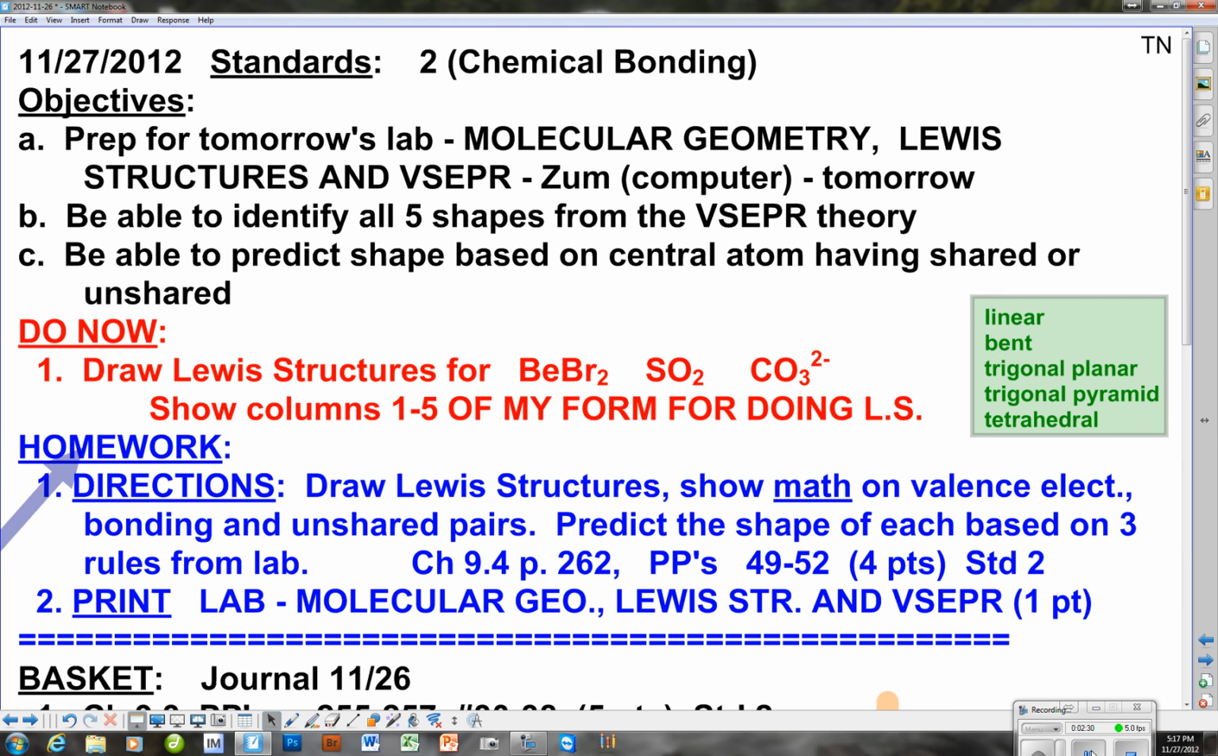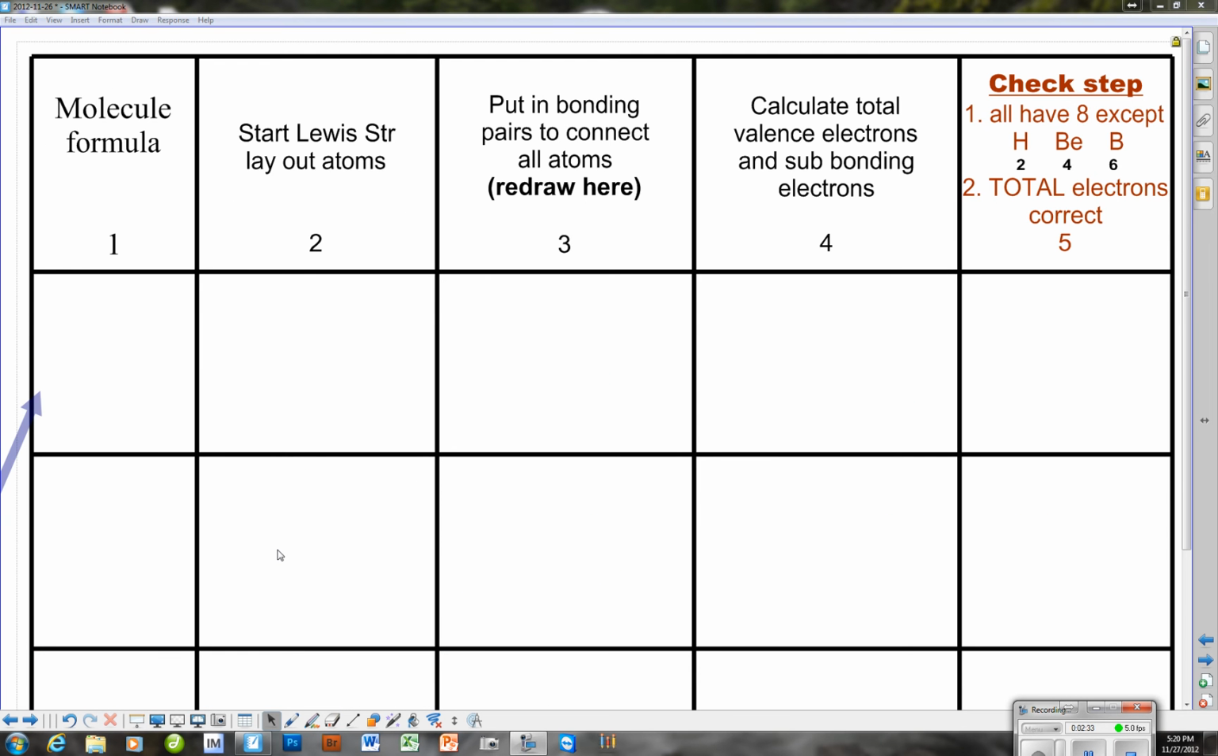And let's take a look at one of those forms. Okay, here's a blank form, and in this I have them first draw the molecular formula, and secondly start a Lewis structure where we lay out the atoms without any bonding electrons at all. Then we put in bonding pairs to connect all the atoms, and that's a redraw of what we had in column 2, here in column 3. And the only difference between these 2 boxes would be that we have lines drawn, which are the bonding electrons, and each line represents 2 electrons.